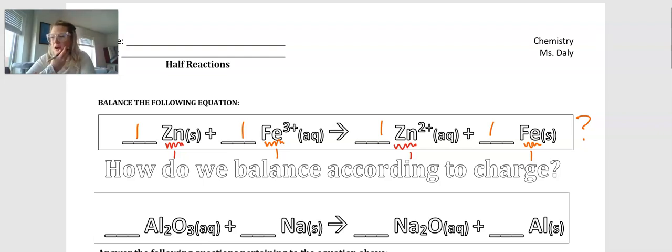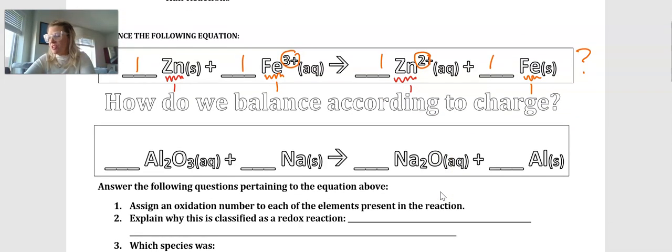And so what I want to tell you is that this actually isn't already balanced. And we are actually seeing an imbalance due to charge. Notice that we have an overall +3 charge on our reactant side and an overall +2 charge on our product side. And so what we're going to talk about today is how do we balance these reactions according to charge. So let's go ahead and dig into another equation.